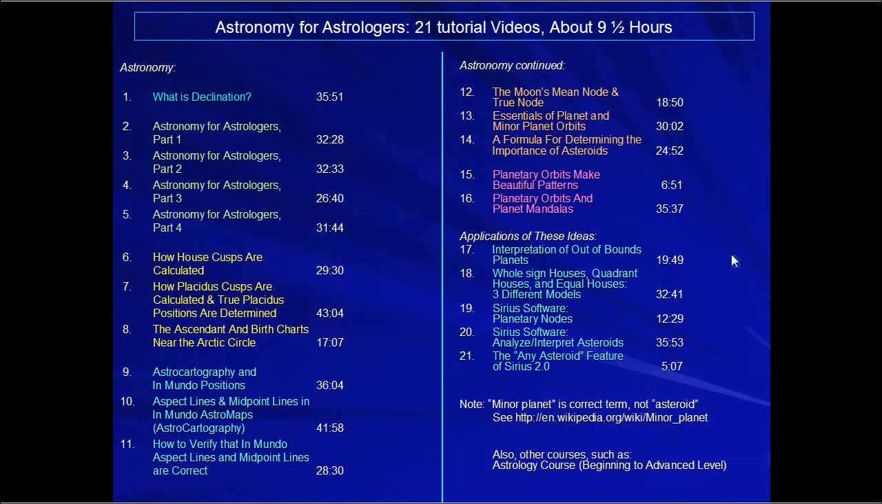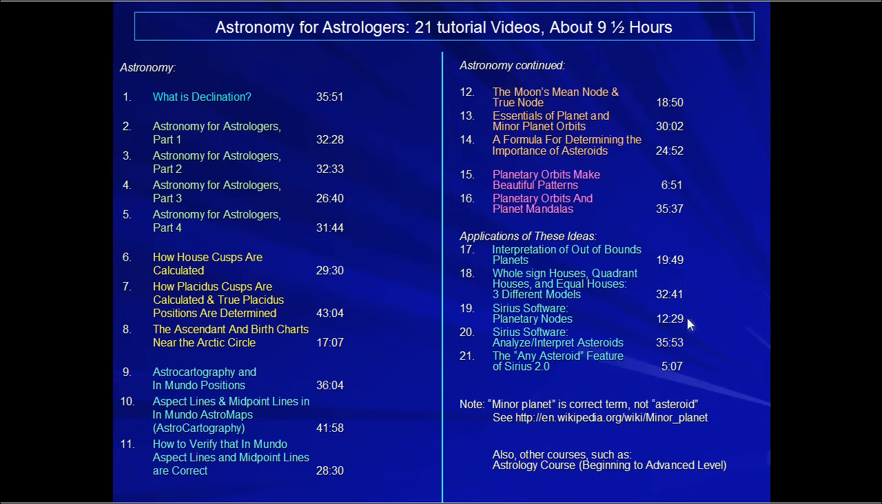Now, the last 5 videos are on applying the ideas. Video 17 is how we interpret out-of-bounds planets, which are planets that are beyond the normal range of declination, and also near out-of-bounds planets. Video 18 is another one that I recommend if you're only watching a few of these videos. It's on the 3 different kinds of house systems: quadrant, equal, and whole sign, and what they imply about how you're looking at the sky and how you're interpreting it. So this is an interesting one. I recommend it, even if you're only watching a few of these videos.